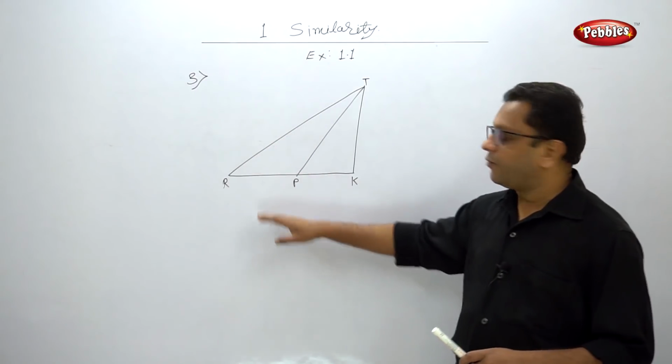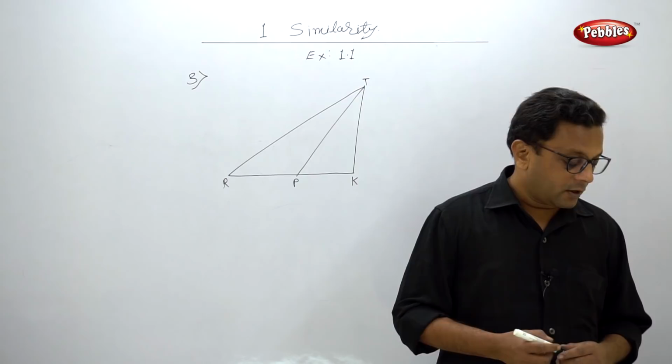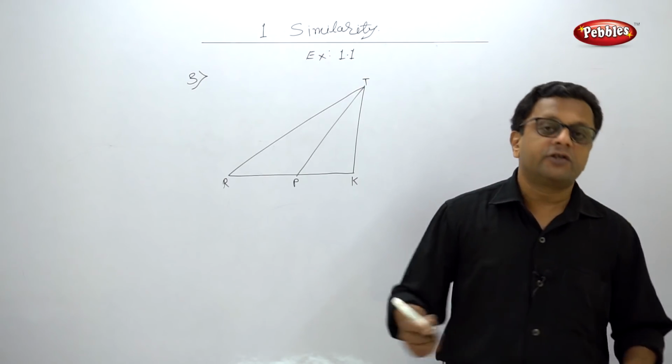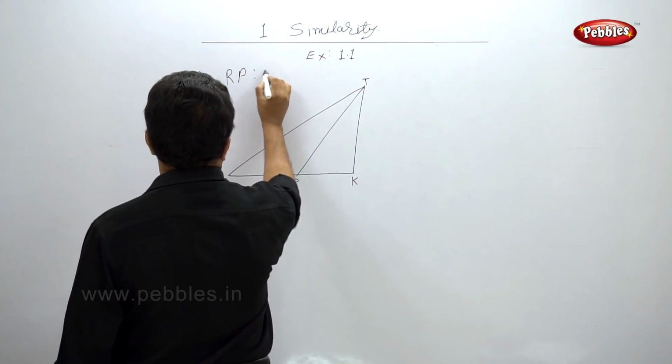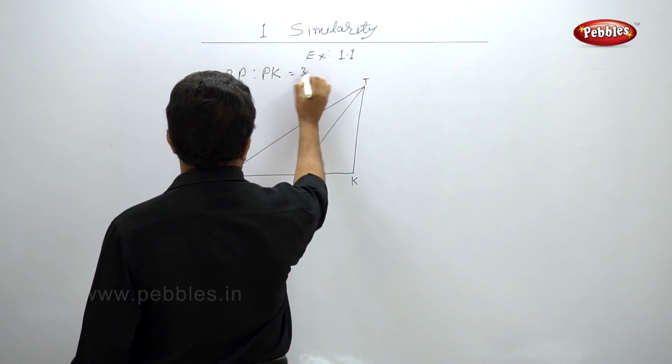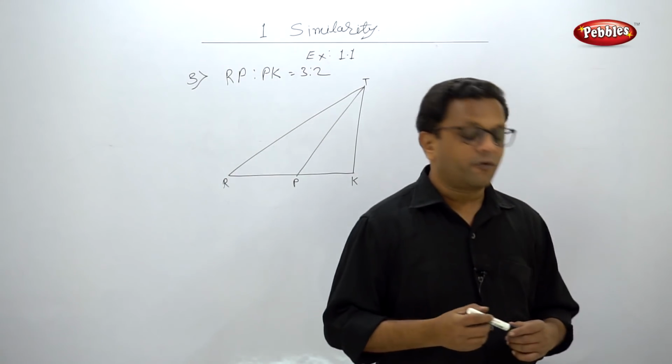Example number 3, the figure is given. Let us read the problem. If in the figure RP is to PK is equal to 3:2, find the values of the following ratios.